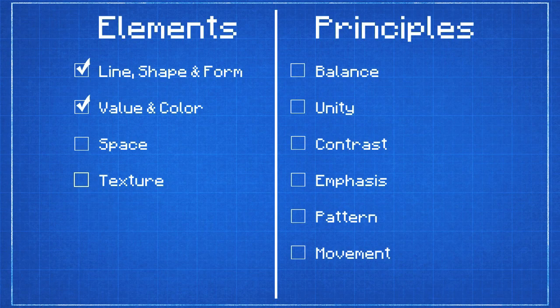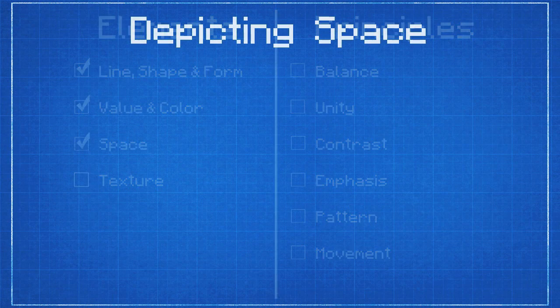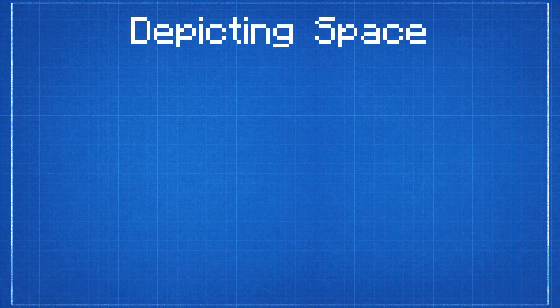This time around, we're going to add an element to our list. This is the element of space. Learning how Minecraft goes about rendering its 3D environment is important, but it's even more useful to know how to manipulate it to give your build a certain effect. To fully understand how we can use space to our advantage, it's good to first learn how Minecraft creates the illusion of space on what's really just a flat screen.